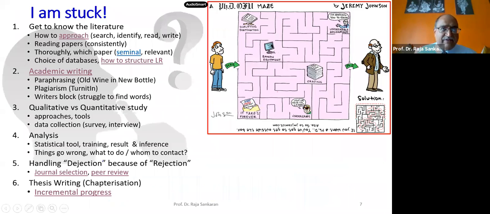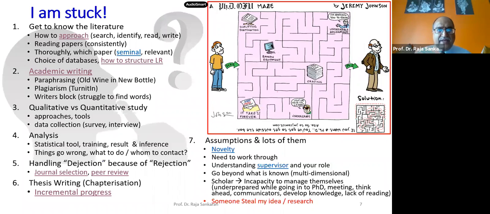The last point I have as part of this slide is where I could get stuck. As a research scholar, when we take admissions, and during this journey by itself, there are assumptions being taken, and there are lots of assumptions. Right from literature review, right from writing the thesis, right from publishing the paper, there are a lot of such assumptions being taken. The first and foremost is novelty. How do you find what is novel?